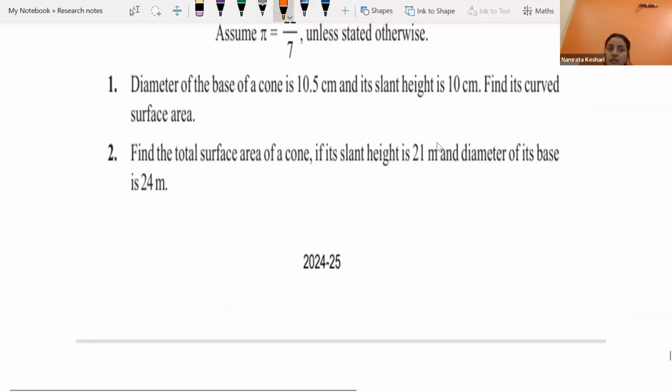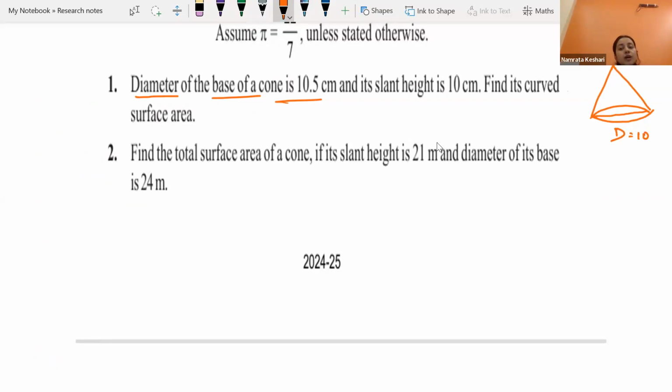So the first question says that the diameter of the base of a cone is 10.5 centimeter. A cone we are having, where the diameter is given. Be careful, diameter is given as 10.5, and you should be very clear that when diameter is given, radius will be diameter divided by 2. Anywhere, not just in this chapter, every time we need radius only.